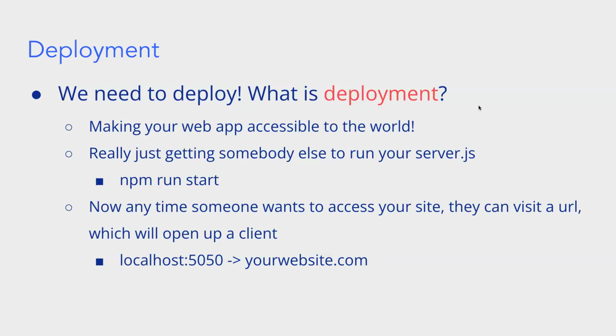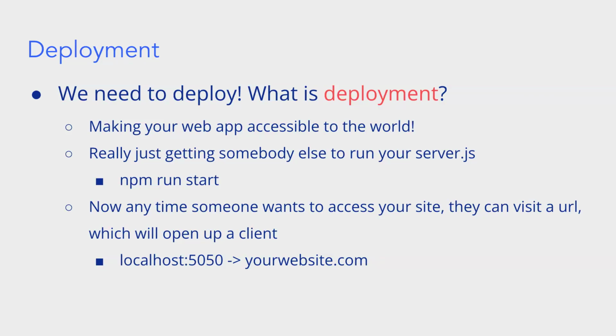So what is deployment? Deployment is when you make your web app accessible to the rest of the world. And really what we're doing is getting somebody else to run our server file. So we don't want to run the server file ourselves because you can imagine our laptops are not a very reliable place to be constantly running a server. Our laptops have limited resources and like maybe your laptop will run out of battery or get disconnected from the internet. So we want someone else to run our server file, and this somebody else is usually a cloud platform that's specially designed to be highly reliable.